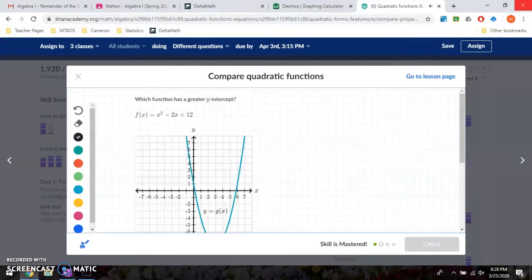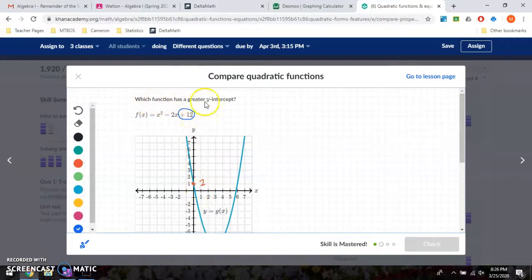Next question. Ooh, I like this one. Which function has a greater y-intercept? So same thing, we have f of x and we have g of x. Now we're asked about the y-intercept. Well, let's take a look here. For our graph, our y-intercept right here is +1. Now my f, this one is already in standard form, which means my y-intercept is a +12. So this one is a 1 and this one is a 12.